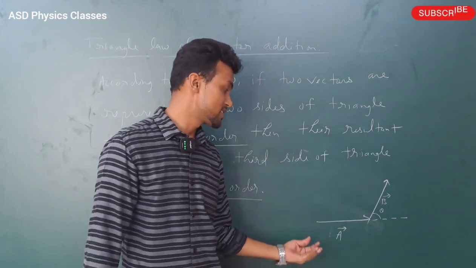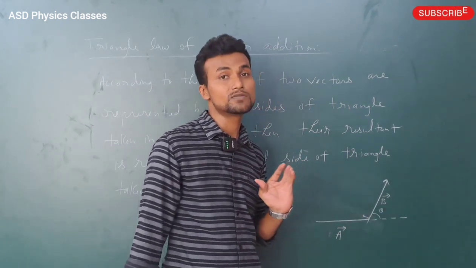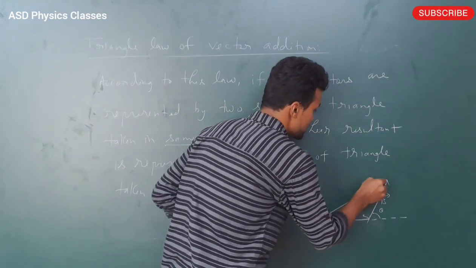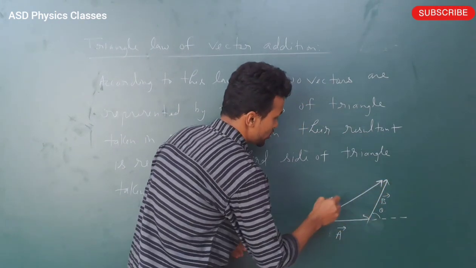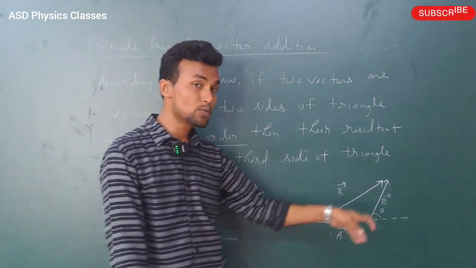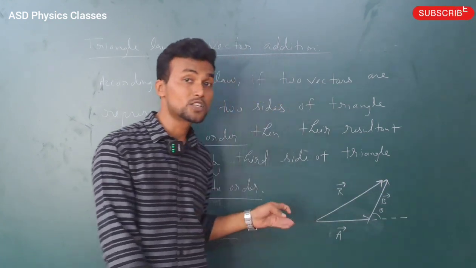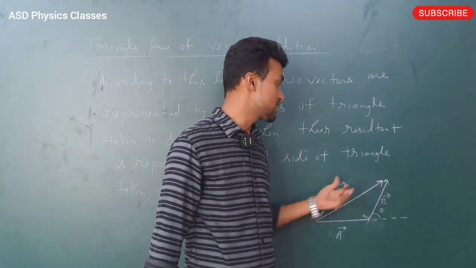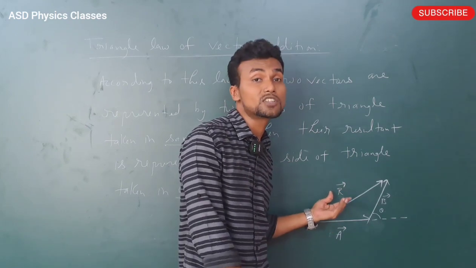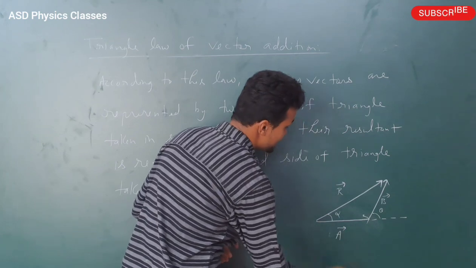How did we get this? See here, this is tail, this is head. Again tail, head. That means which order? Same order. Now this resultant is represented by the third side of the triangle, in which order? Opposite order. Same order means tail, head, tail, head, tail, head. But you can see this vector R is not tail, head. Actually this is head and tail. So we can tell that this vector R is in the opposite order.